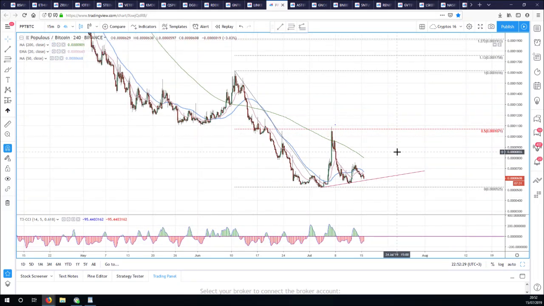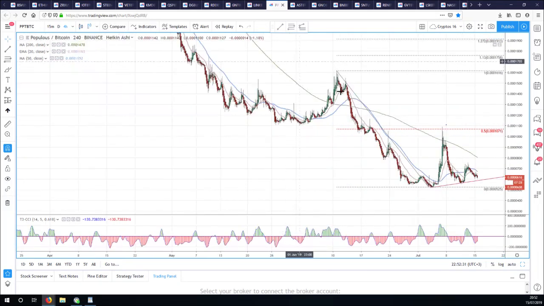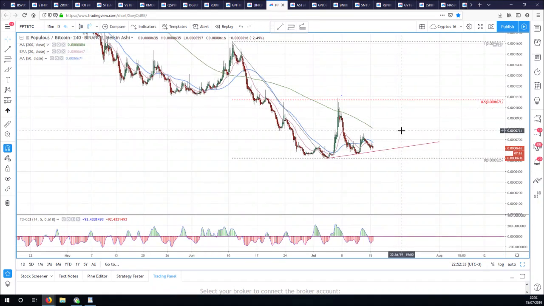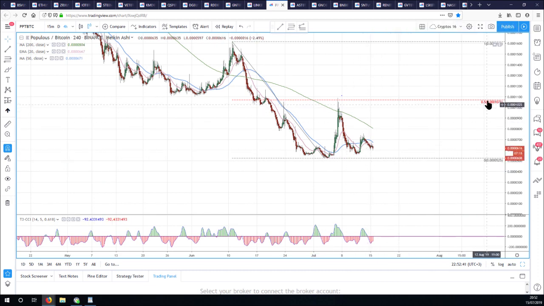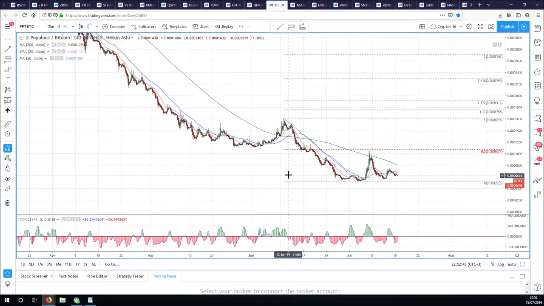This, for me, that it's just done here on the 4 hour says that Populous is still headed lower and kind of really needs to retest the lows and do a bit more to make me think it's made a bottom. So, sorry, no, not yet for this one.